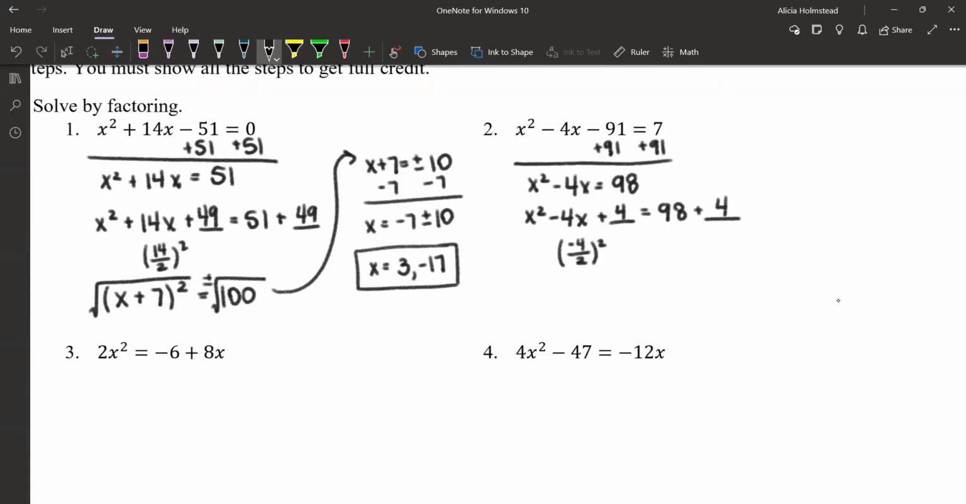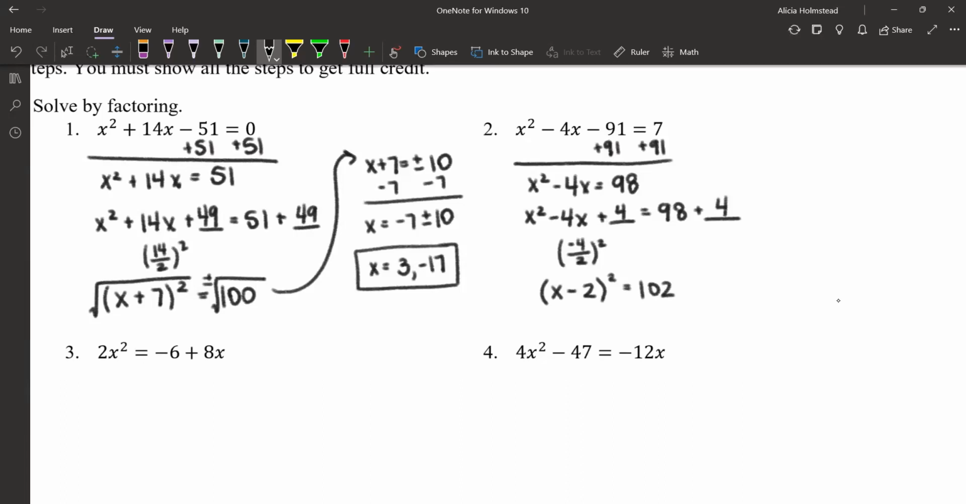Now, step 4 is the whole point of completing the square, which means we're going to factor it. So we do our variable, and then we're going to add that middle term divided by 2. So we have negative 4 divided by 2, which is negative 2. So I guess instead of adding, you're going to subtract 2 since that number is negative. So I have x minus 2 squared equals 98 plus 4, which is 102.